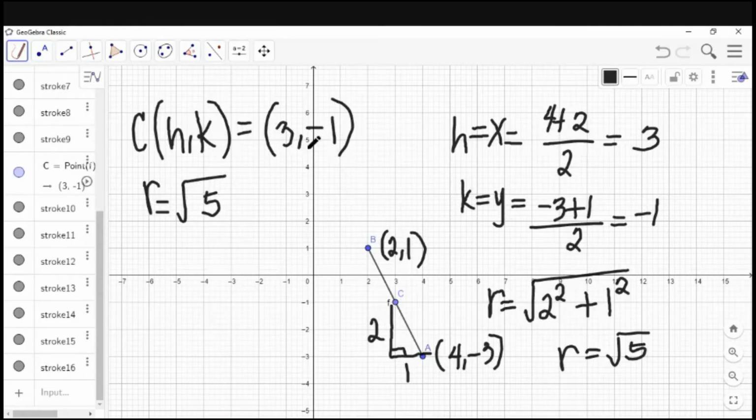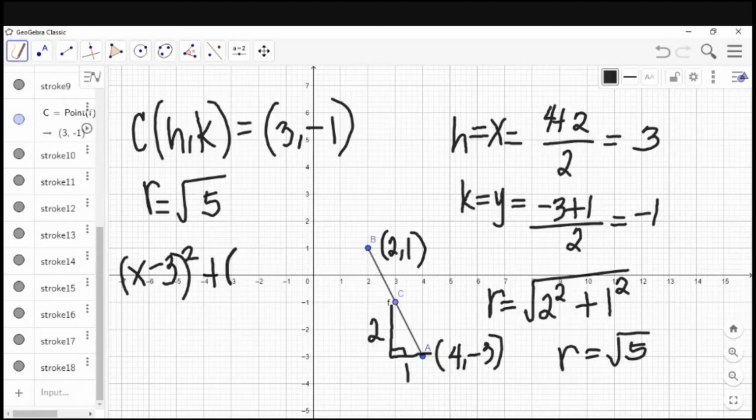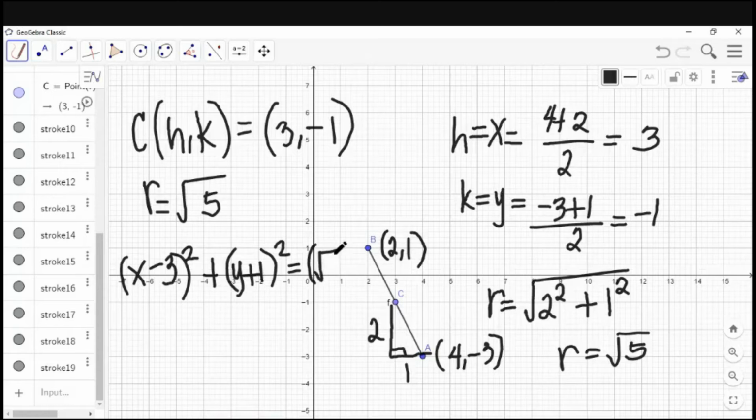Now I already have the values I need to get the standard form of the equation of the circle. So I need to plug them in the standard form. So we will have the square of x minus 3 and the square of y minus negative 1, or the square of y plus 1, equals the square of the square root of 5.